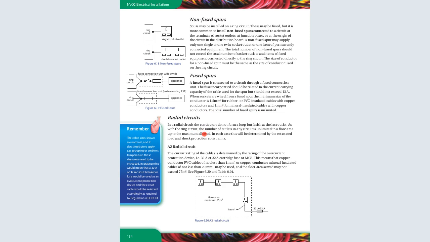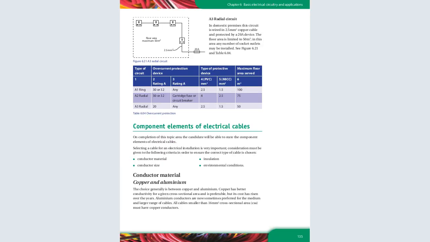Radial circuits. What are radial circuits? A radial circuit's conductors do not form a loop, but finish at the last outlet. That is, unlike the wire of the ring circuit, the number of outlets in any circuit is unlimited in the floor area up to the maximum allowed. So in each case, this will be determined by the estimated load and shock protection constraints. Okay, at least we have reminded ourselves on that.